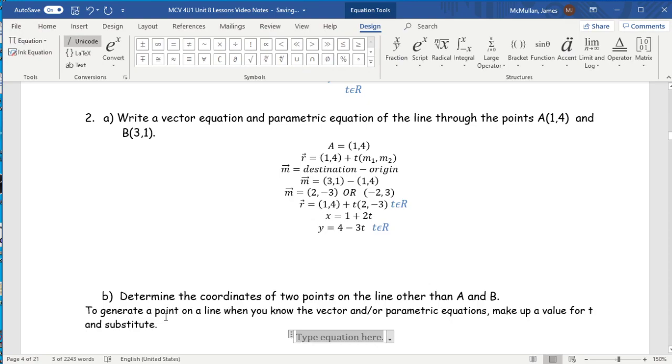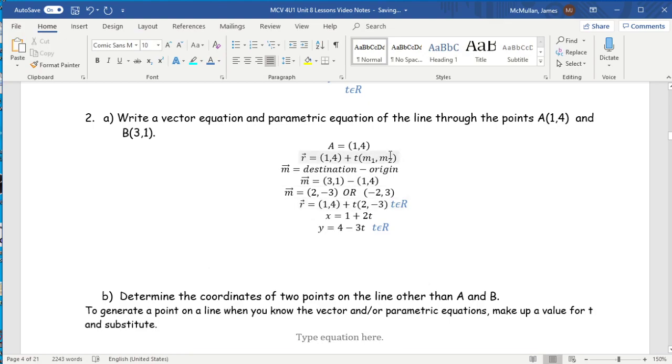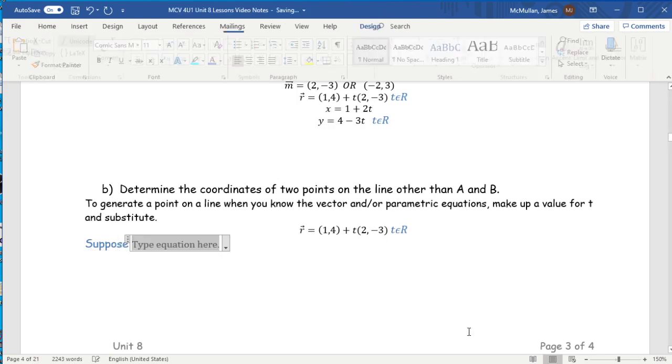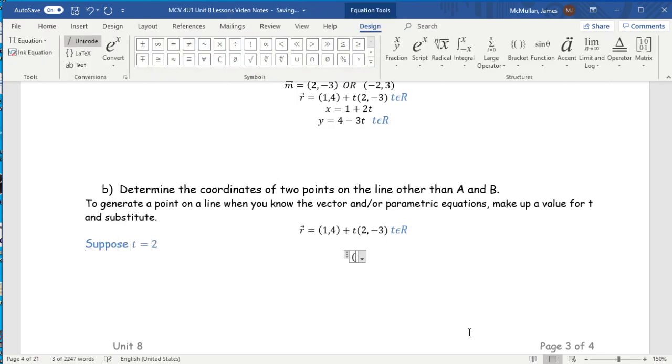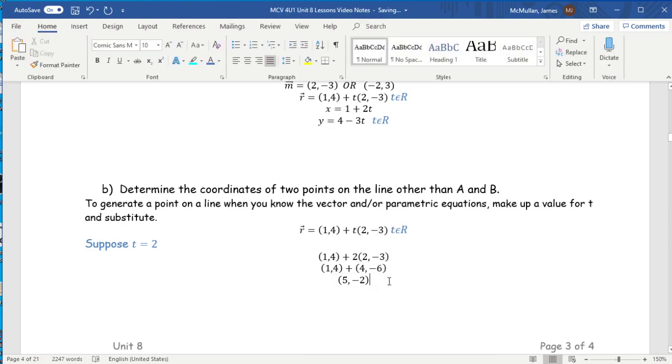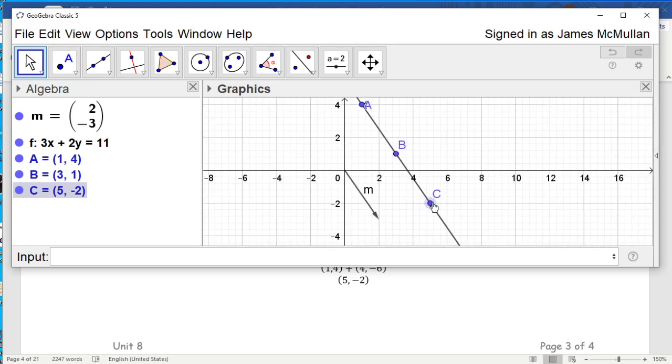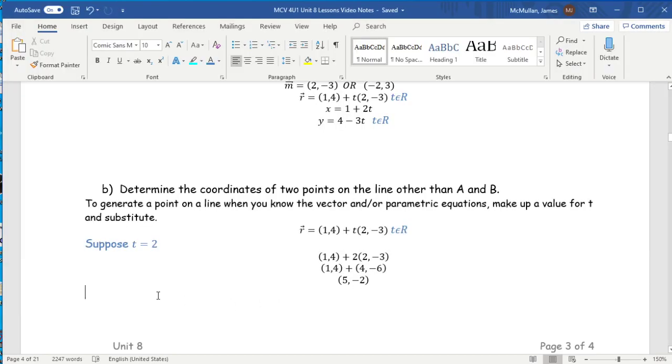So, for example, let's find a point when t is equal to 2. I'm going to take my equation again, which is right here, and suppose that t was equal to 2. If I did that, I would find that I have 1, 4 plus 2 times 2, negative 3, which is 1, 4 plus 4, negative 6, which is 5, negative 2. So I hypothesized that the point 5, negative 2 should lie on this graph, and it does. Okay? We can make up another point.